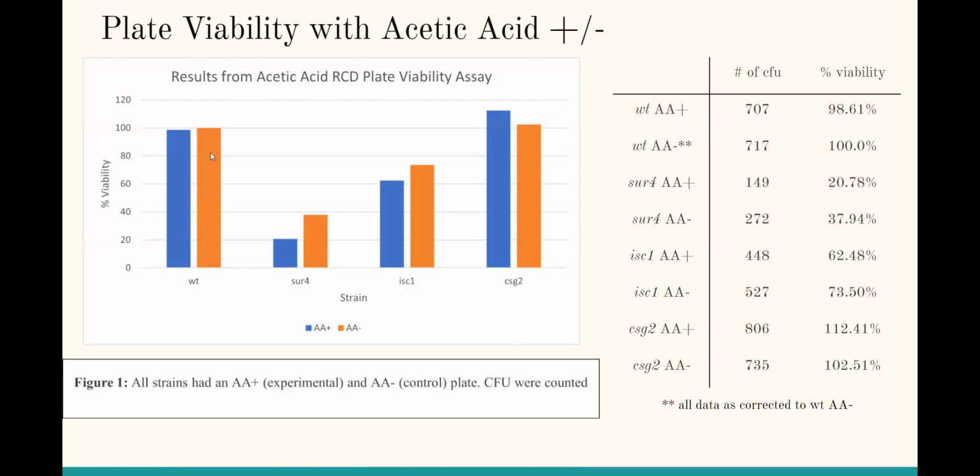And so we used our wild type as our control, wild type without acetic acid induction. And then we're able to calculate the viability percentages of each of our strains based on their condition as well, so with acetic acid or without.